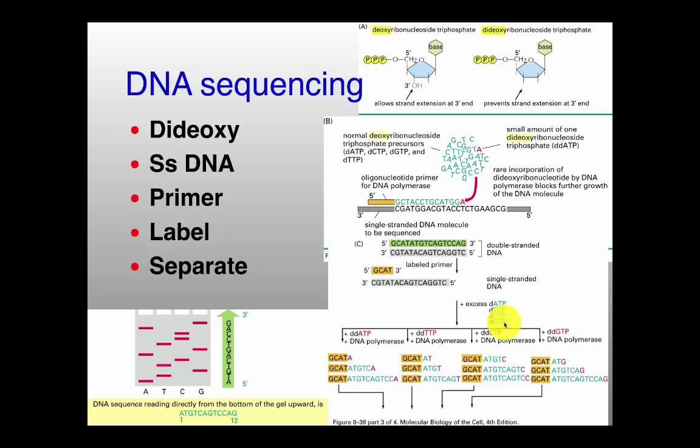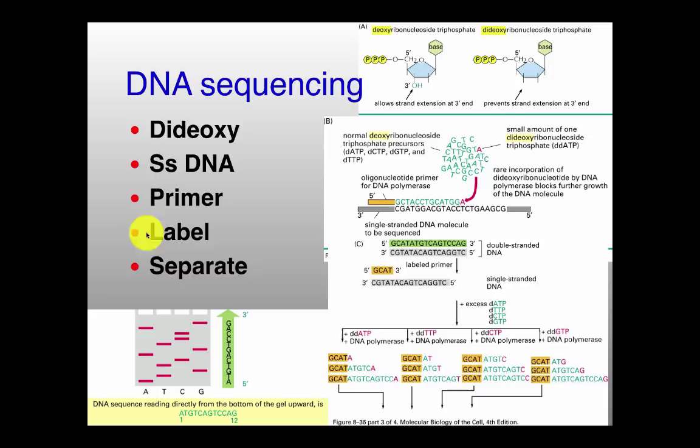So you'll end up with a first reaction where everything is stopped at an A, a second reaction where everything is stopped at a T, a third reaction where everything is stopped at a C, and a fourth reaction where everything is stopped at a G. Now you take each of these reactions and put them onto a gel: the dideoxy A, dideoxy T, dideoxy C, and dideoxy G. These all will have ended at one particular nucleotide. So here, your dideoxy G reaction all ended at G. And now literally all you have to do is read from the bottom to the top of the gel. This would be A, T, G, T, C, A, G, T, C, C, A, G.